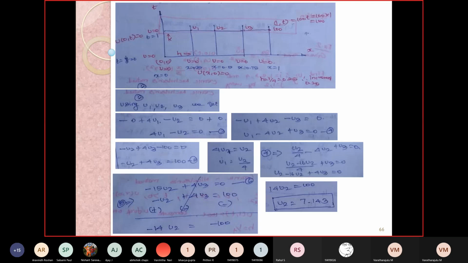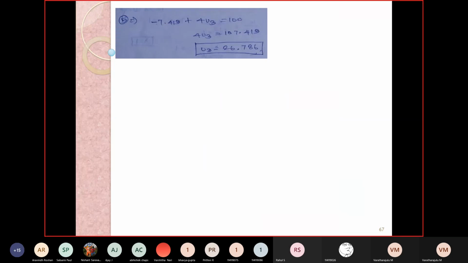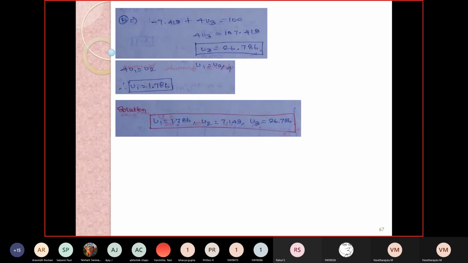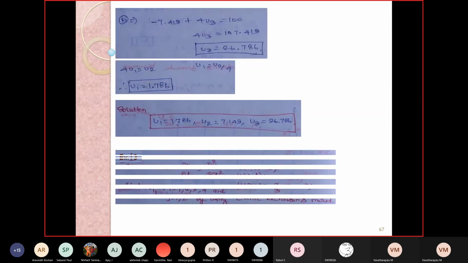In order to verify the results, I am showing the subsequent points. You get u1 is equal to 1.786, u2 is equal to 7.143, and you will get u3 is equal to 26.786. The solution u1, u2, u3 is 1.786, 7.143, and 26.786. Do you have any questions with solving with the Crank Nicolson?